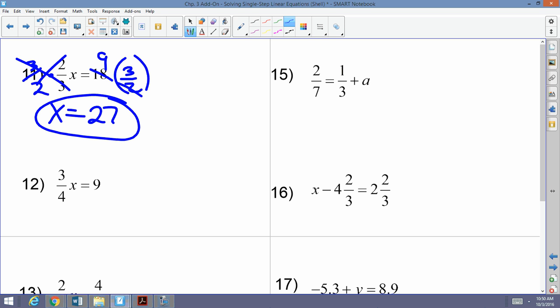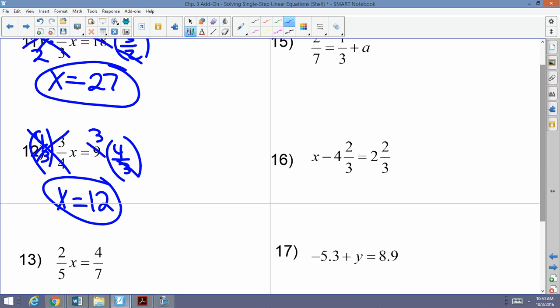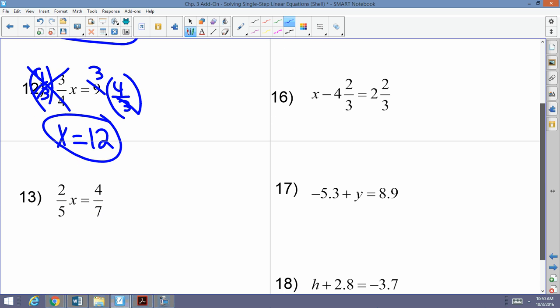3/4 x equals 9. 3/4 is being multiplied to x. So let's multiply by the reciprocal. Now this only works when it's a one-step. When it's a two-step equation, you got to do something else. You got to break it down until it becomes a one-step. But in this case, this will equal, look how easy. Math is beautiful. X equals 12. So whenever I'm multiplying something to a variable in a one-step equation, simply multiply by the reciprocal.